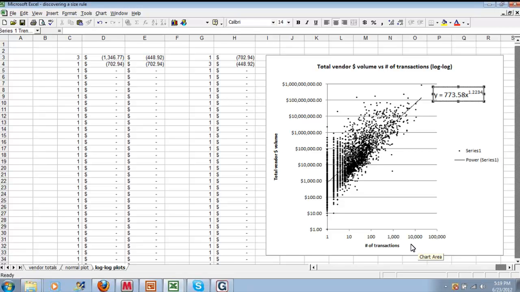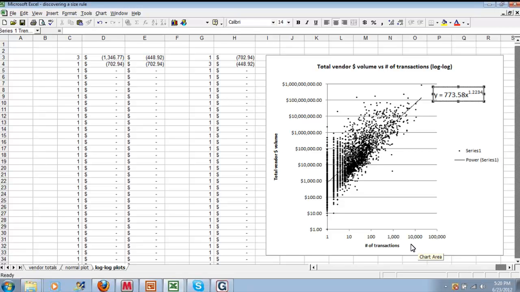When we look at the Y scale, we see the same thing happening. We know that there are occasionally transactions worth $1 or $10, but most of them are worth more. And as we move up the scale, we go from 1 to 10 to 100 to 1,000. We see the scatter plot. That's what this is called. The scatter plot places most of the data in the range from $1,000 to about $1 million in total volume. Most vendors are in that range.